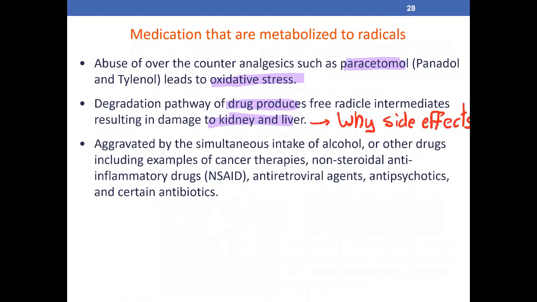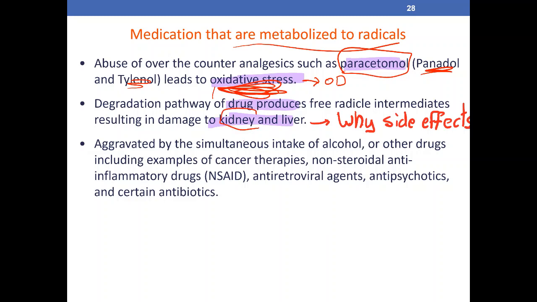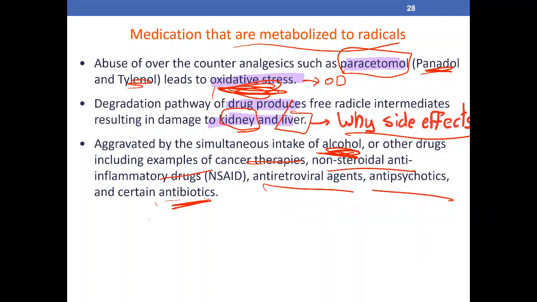Again, medications can be metabolized to free radicals. We already discussed this. For example, paracetamol or Panadol, Tylenol, can cause problems because if you take too much Panadol, you'll overdose. The reason you overdose is because of oxidative stress, because they damage the kidney and the liver, and this is why side effects occur. And these get aggravated by alcohol, cancer therapy, steroids, antiretrovirals, whatever. These are all side effects of these medications.